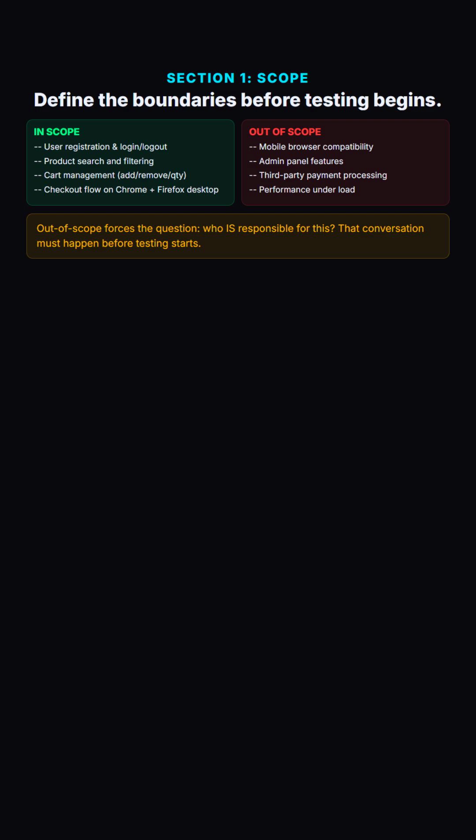Writing the out-of-scope section is not about avoiding work. It forces three critical conversations that need to happen before testing begins. What are we not responsible for in this cycle? Who is responsible for it? And has everyone agreed on that boundary, specifically the product manager, the engineering lead, and any stakeholders? A test plan with no out-of-scope section is a test plan waiting for an argument. Usually the argument happens at the worst possible time, right before a deadline, about whose bug something is and who should have been testing it.